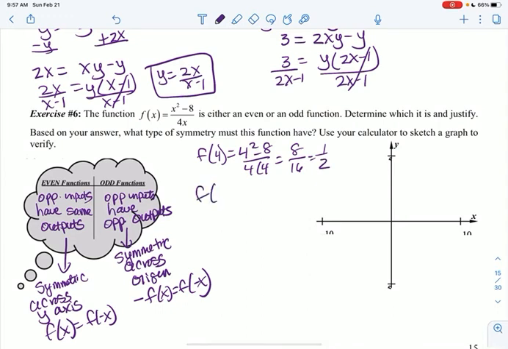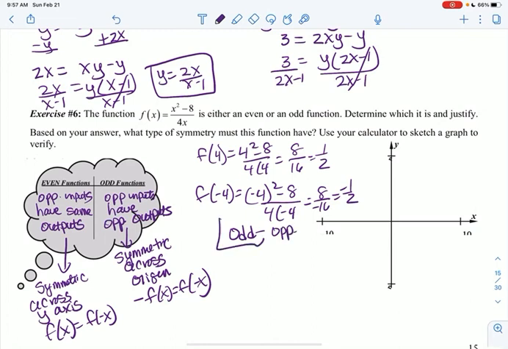Now let's try f of negative 4. So I have negative 4 squared minus 8 over 4 times negative 4. Well, that's going to give me 8 over negative 16, which is negative 1/2. All right, so they have opposite outputs. So this is an odd function.